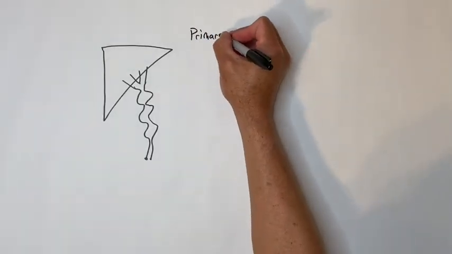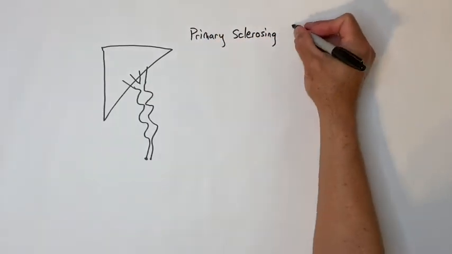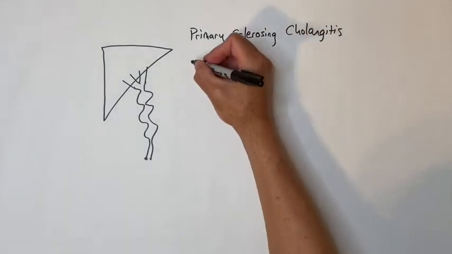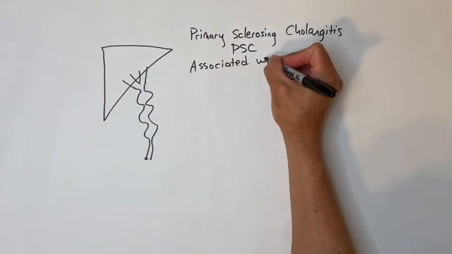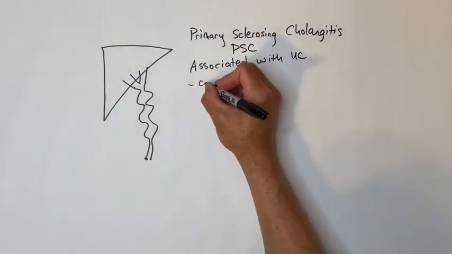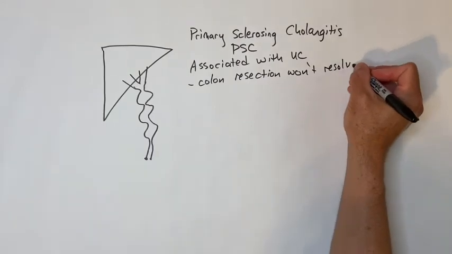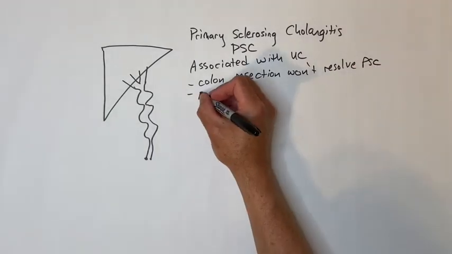Primary sclerosing cholangitis, or PSC, is multiple strictures of the hepatic ducts. This can lead to obstructive jaundice and eventually liver failure. PSC is related to ulcerative colitis. Remember that colon resection does not make the PSC go away. PSC patients may need a liver transplant.